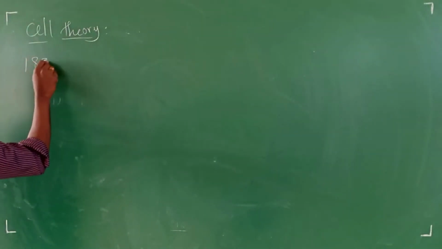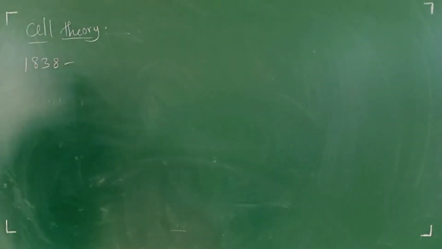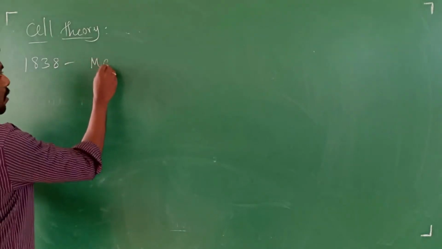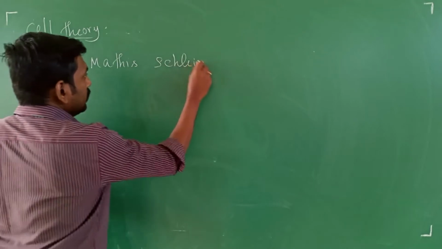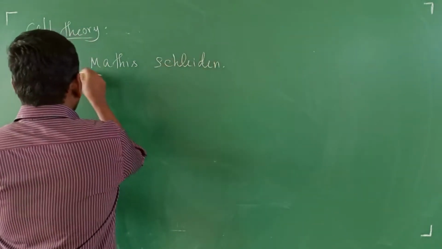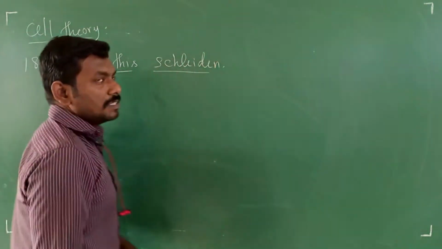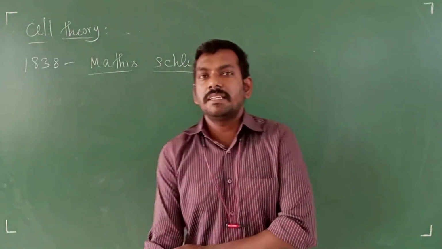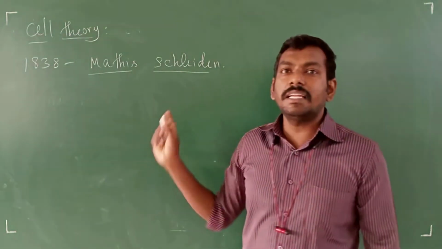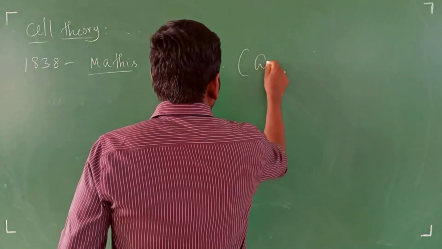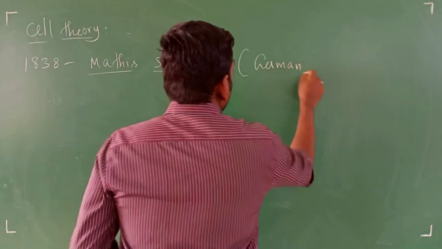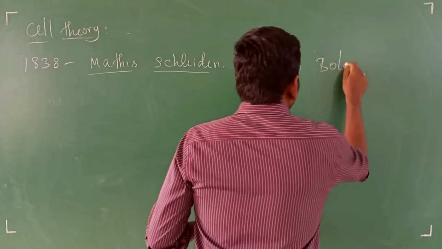In the year 1838, you have Matthias Schleiden, right? The person named Matthias Schleiden is a German botanist, right? He is a German botanist.